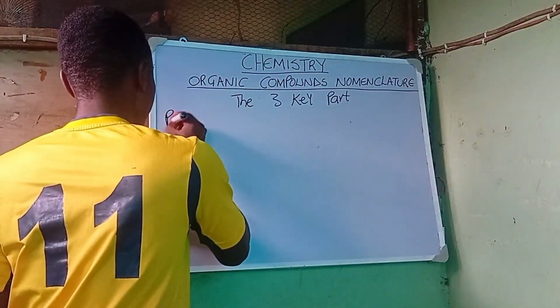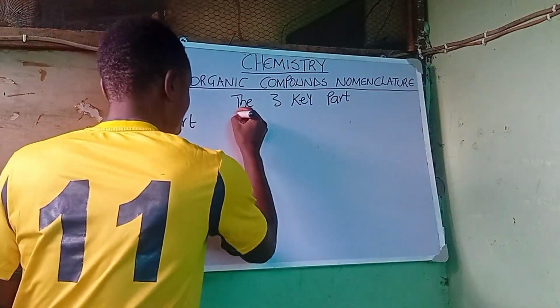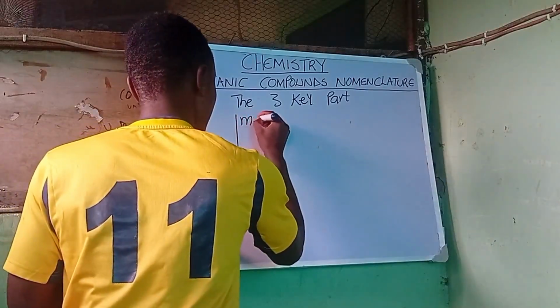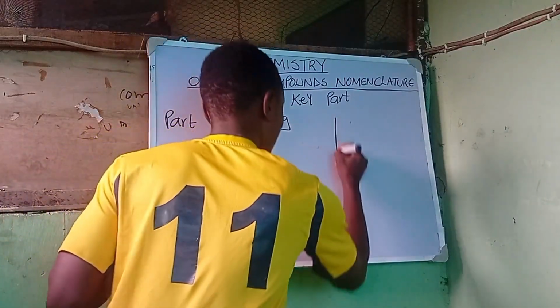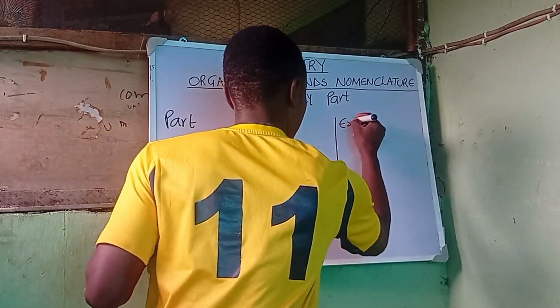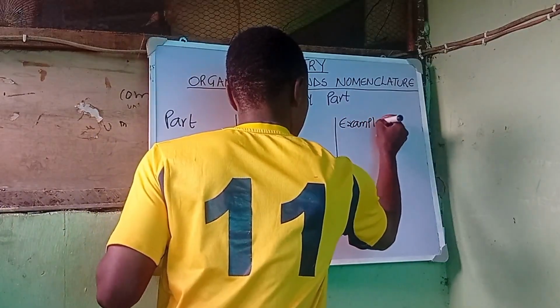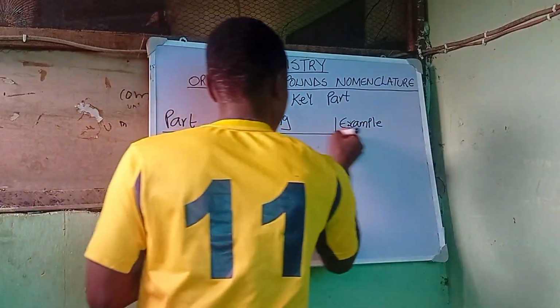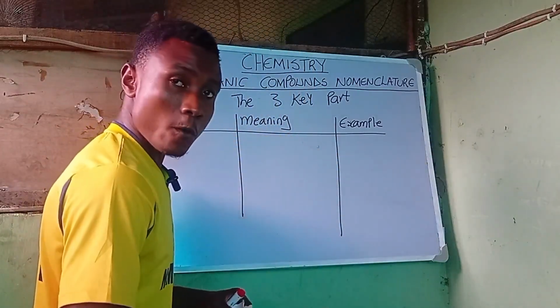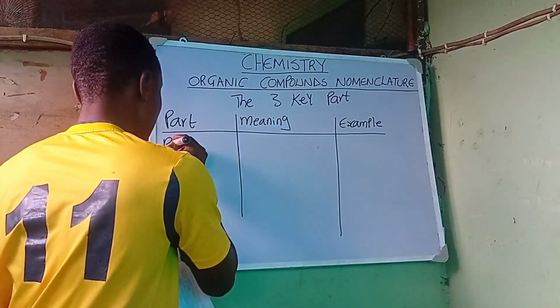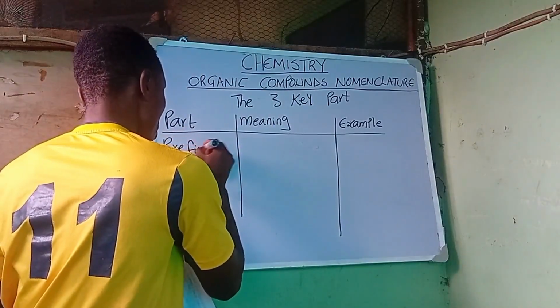So we say the part, we draw our line, and we say the meaning of the part, and we give you an example. The first part you need is the prefix. Prefix from English means before. That is the first part that you would need.